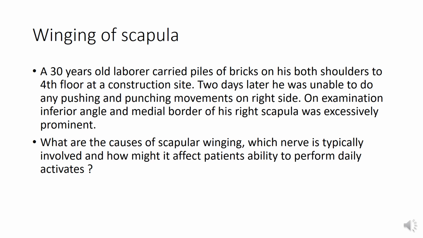So another question can come about the winging of scapula. A 30-year-old laborer carried piles of bricks on both shoulders to the 4th floor at a construction site. 2 days later, he was unable to do any pushing and punching movement on the right side. On examination, the inferior angle and medial border of his right scapula was excessively prominent. So the question that can be asked in this scenario is, what is the diagnosis, or what is the condition called, which nerve is typically involved, and how might it affect the patient's ability to perform daily activities.